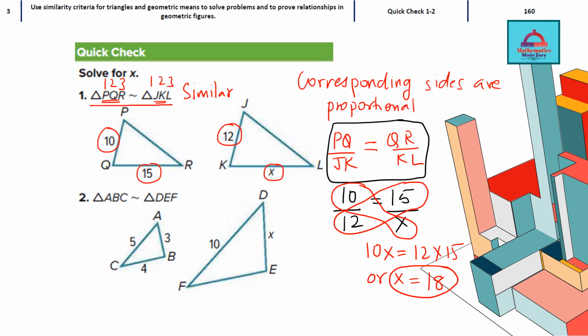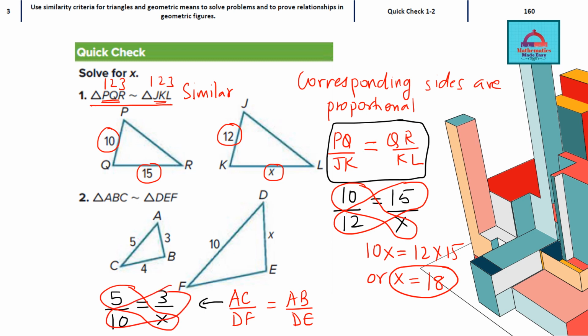Okay, in a similar way, you can do this question also. So I'm going to use the proportionality AC over DF is equal to AB over DE. Now let's plug in the values. I'm plugging in here as I have less space. So 5 divided by 10 is going to be 3 divided by x. Simplify, cross multiply, and your x is going to come out to be 6 here.